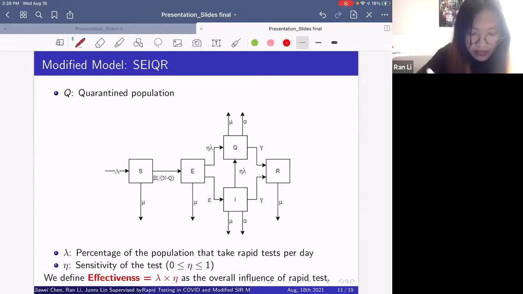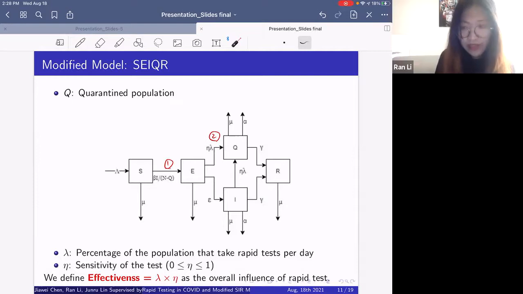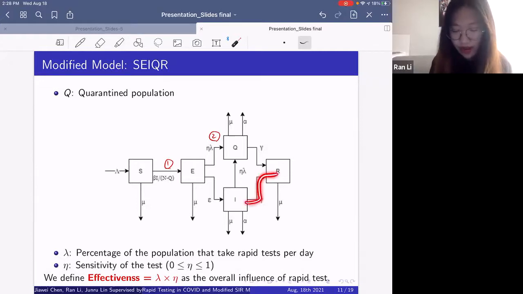Okay, so this is the first difference, this is the second difference. Almost everything remained the same from the SEIR model. So the big lambda is for the population inflow, and mu is the population outflow, or you can think of it as the natural death. And epsilon is just the reciprocal of the incubation period. And alpha is the death rate induced by COVID-19. And gamma is the recovery rate, which is 1 over the recovery period. And this mu is also the natural death. Okay, so this is the overall idea about incorporating rapid test in our modeling.